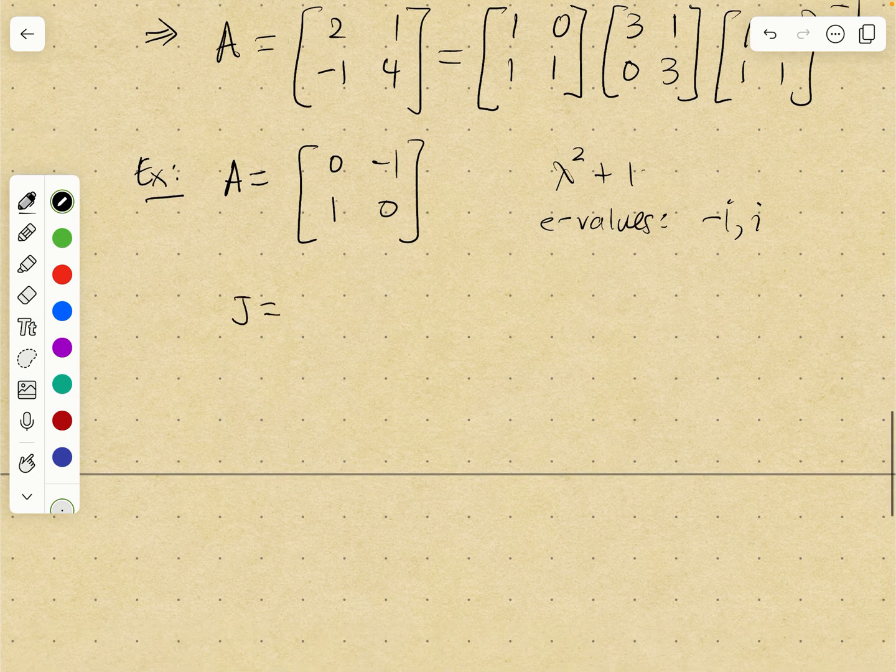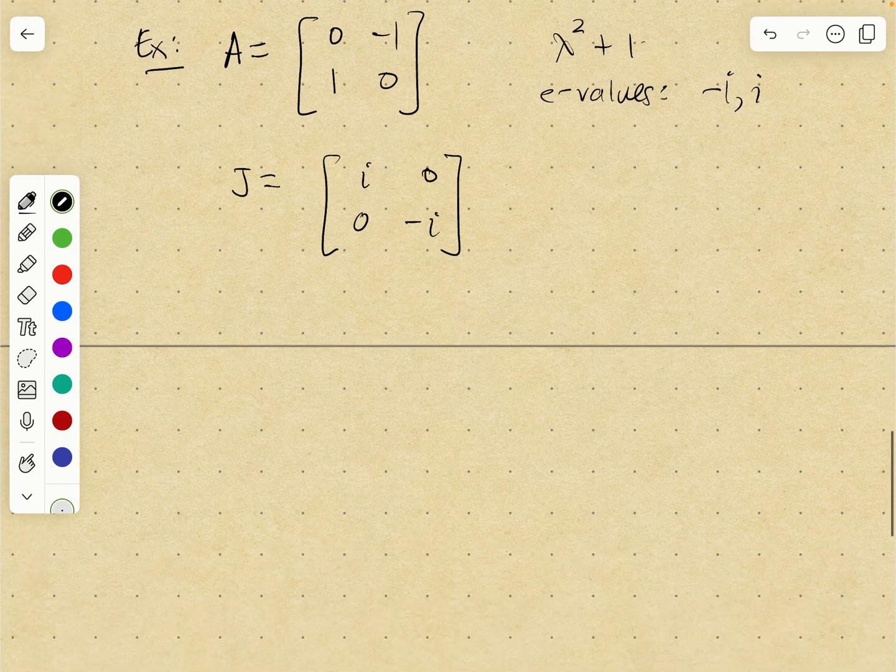And so our matrix J is going to be this matrix. Of course, you can rearrange the order. And P is going to be, see, J in this case has something called 2 Jordan blocks. So this would be the first Jordan block, a 1x1 diagonal matrix, and another diagonal matrix with a different number. So this would be a matrix J consisting of 2 Jordan blocks.